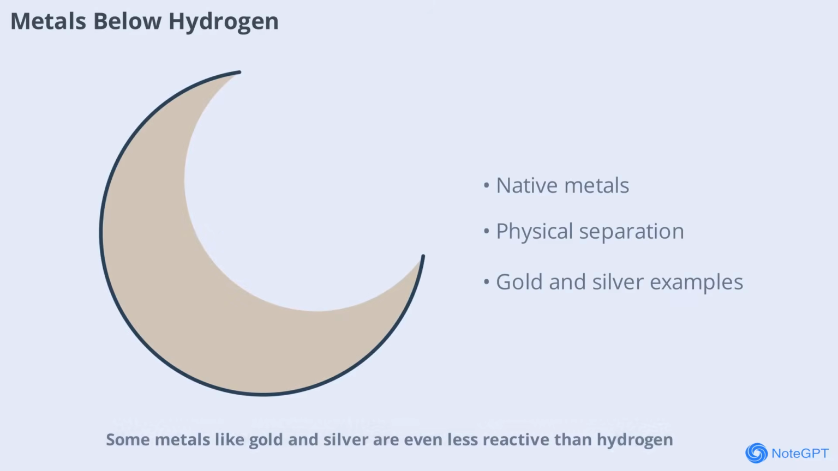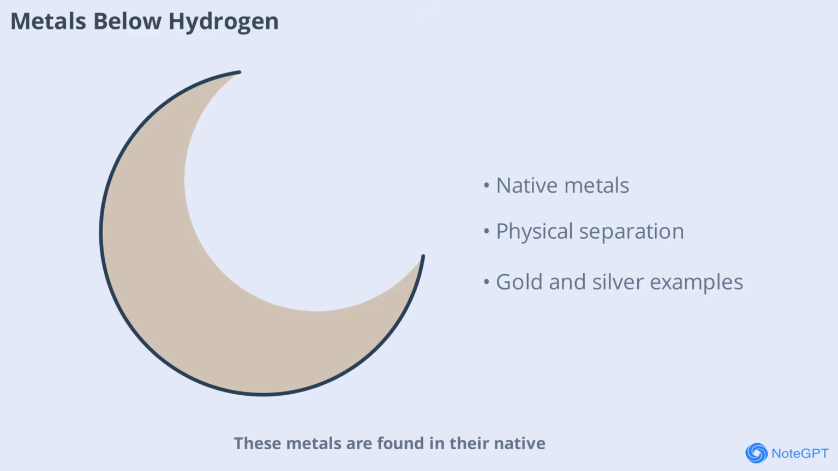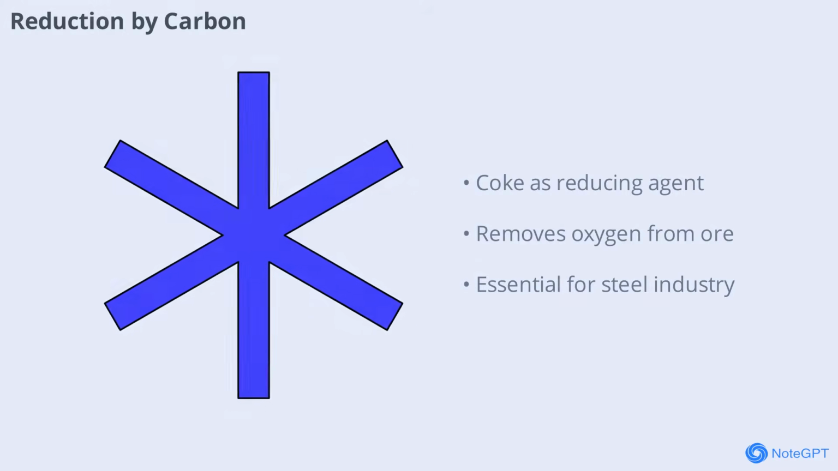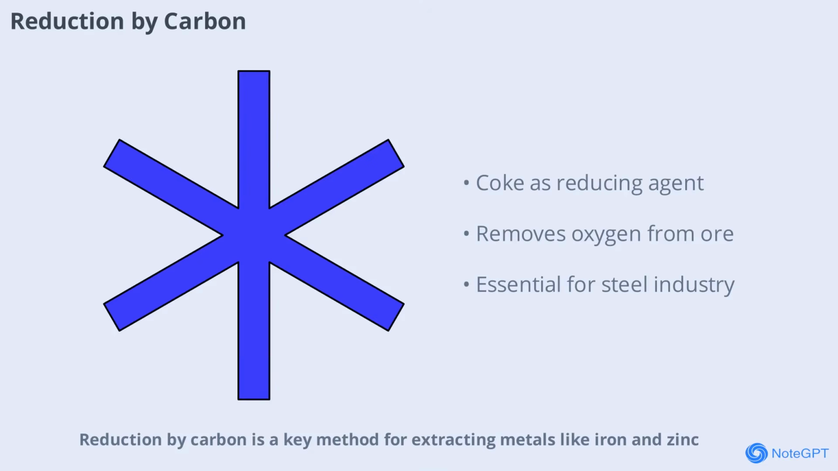Some metals like gold and silver are even less reactive than hydrogen. These metals are found in their native state and do not require extraction from ores. They are simply separated from impurities by physical methods such as washing and melting. This is why gold and silver have been used by humans for thousands of years, as they are easy to obtain in pure form.